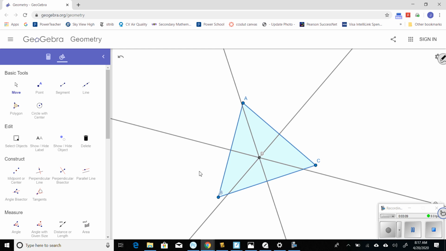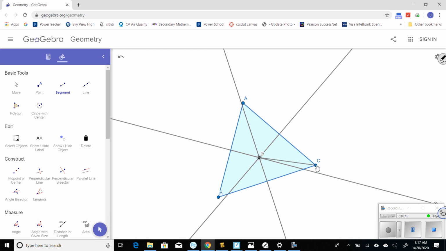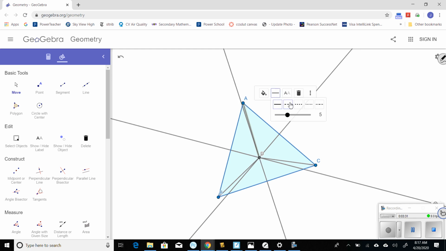So if I take this and measure, I'm going to make a little segment here. So I'm going to click on segment. I'm going to go from D to C. Then I'm going to measure that, but let's make all the segments first. I'm going to go from D to B, and from D to A. Then I want to measure each of those. I'm actually going to go back and make each of those into a dashed line. And we can kind of tell the difference between it and those perpendicular bisectors we already had.